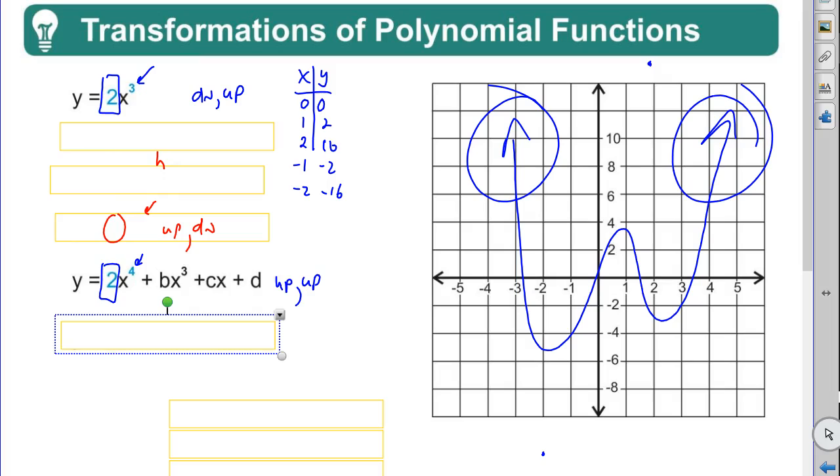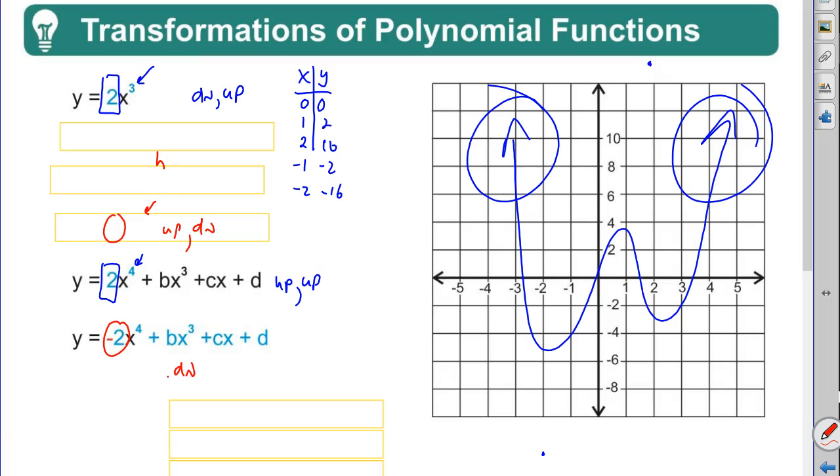So what would happen if you took that exact same thing and the lead was negative instead? Well, now because it's negative, I know it has to end going down. Because the exponent is even, I know it has to be the same, so it must start down. And again, this one's going to look something about like that. All right? That's the idea. I hope you understood it and will be able to transform your polynomials.